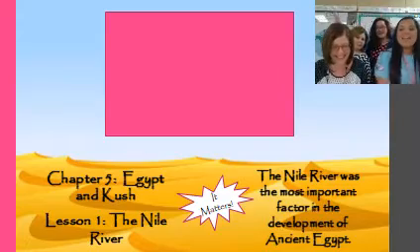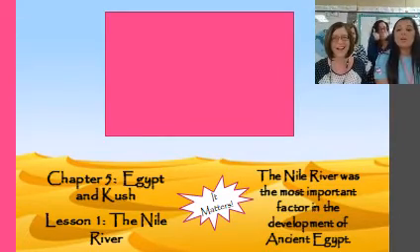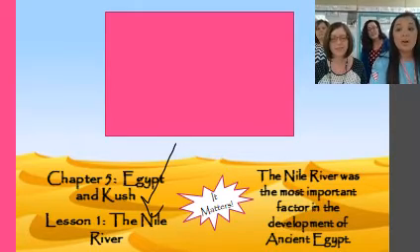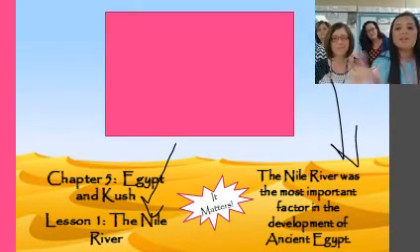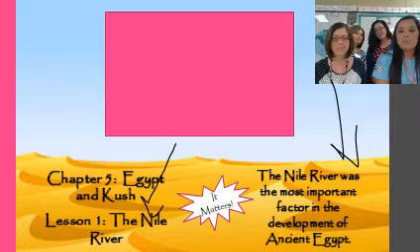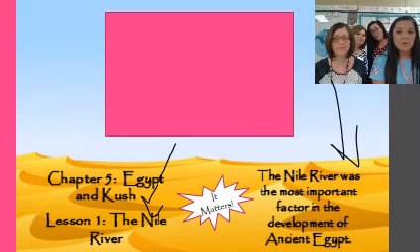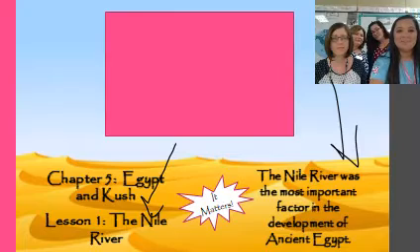Egypt. Okay. Egypt and Cush. Okay, and our first video is going to be on the Nile River. Now remember, it does matter because the Nile River was the most important factor in the development of ancient Egypt. So get your notes ready and let's dive right in.